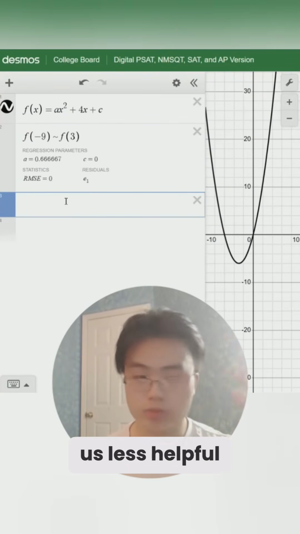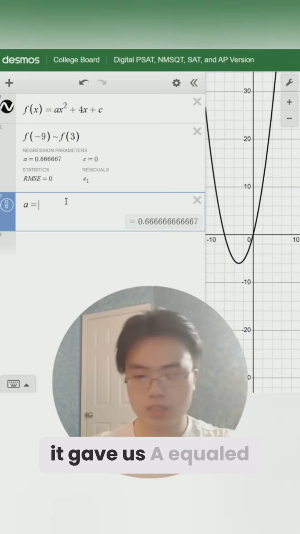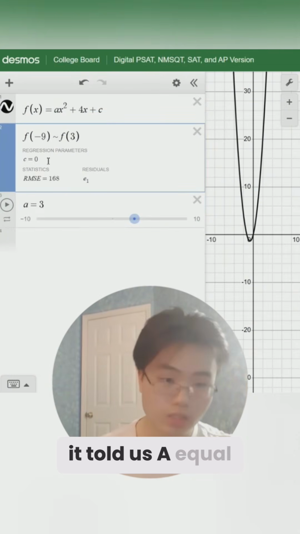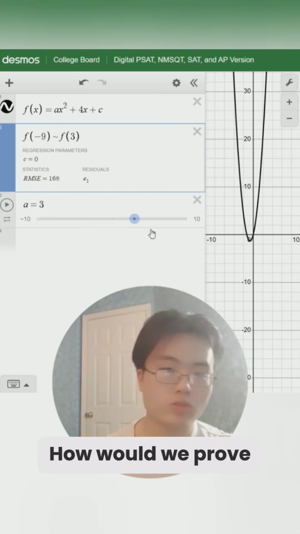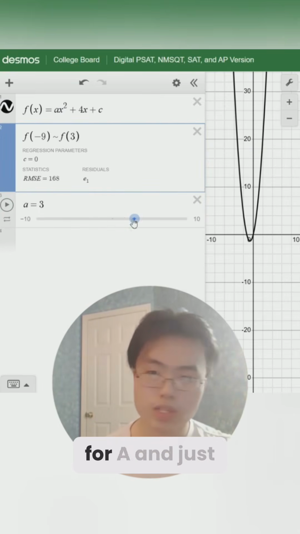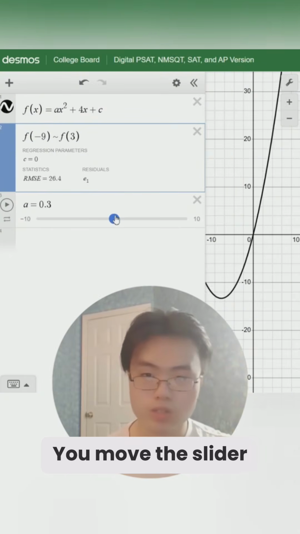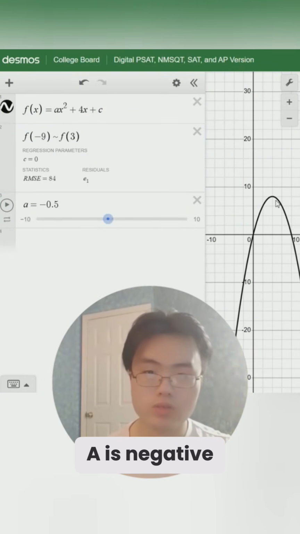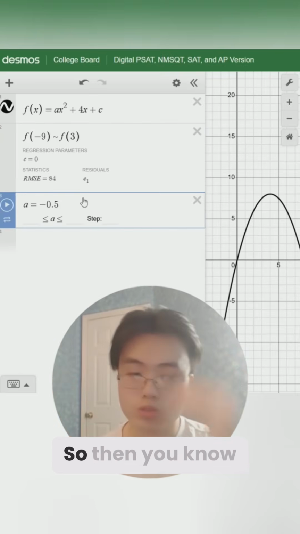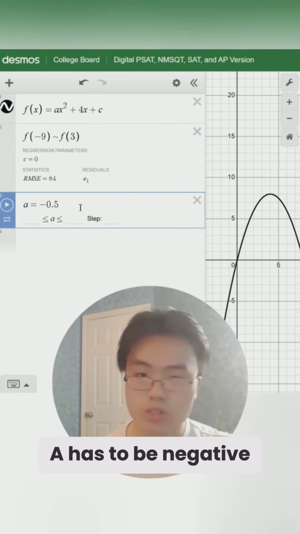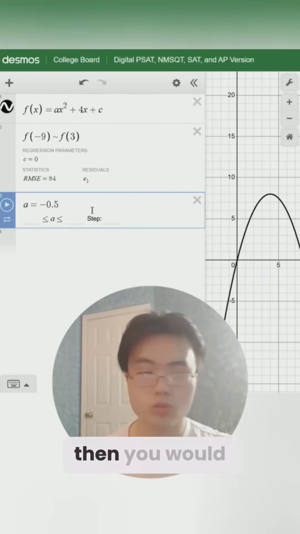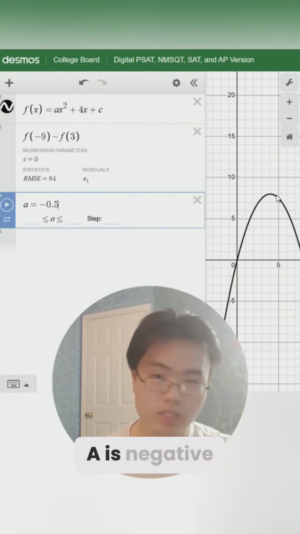But if it gave us less helpful values, for example, if it gave us A equaled 3, right there, how would we prove whether A must be greater than 1 or not? You could just make a slider for A and move it around. When A is negative, it's not opening upwards anymore. The graph has to open upwards, and right now it's opening downwards. So if the condition was A has to be less than 0, then you would know that must be true, because whenever A is negative, it opens downwards.